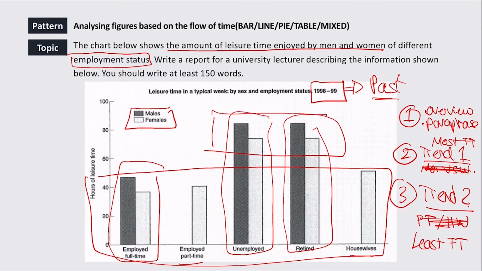Okay, and then you've got a nice easy comparison to do. You want to be doing comparing as you're going through. You want to make sure everything's in the past tense, and then you want to check that you're correctly talking about the information. So this is how many hours of leisure time they have per week.